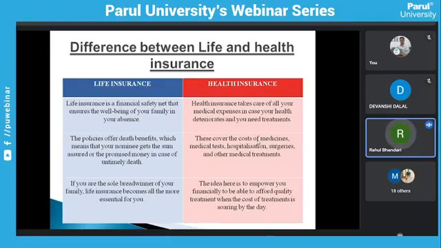If you are the sole breadwinner of your family, life insurance becomes all the more essential for you. And health insurance empowers you financially to afford quality treatment when the cost of treatment is soaring by the day. This is the basic difference between a life insurance and a health insurance policy.